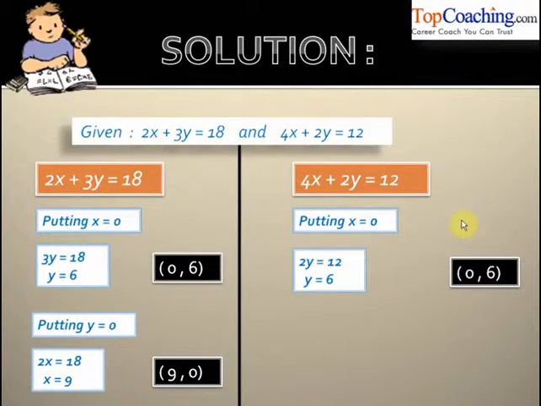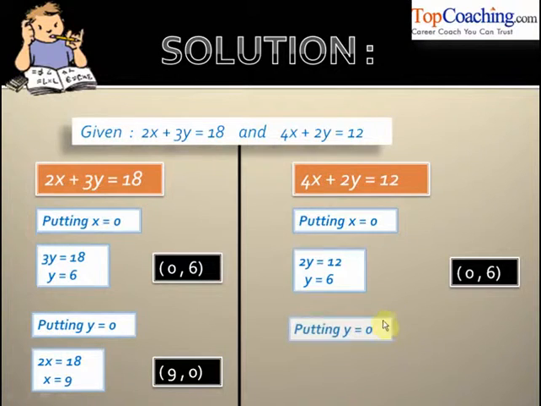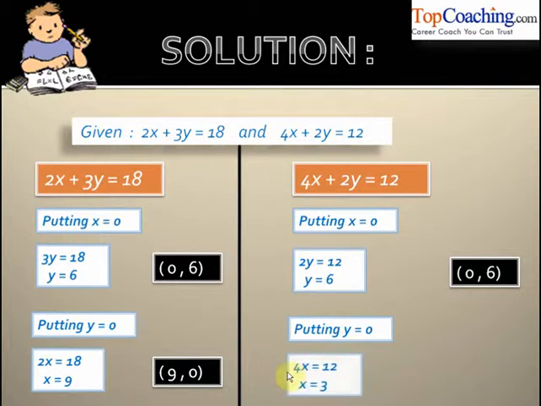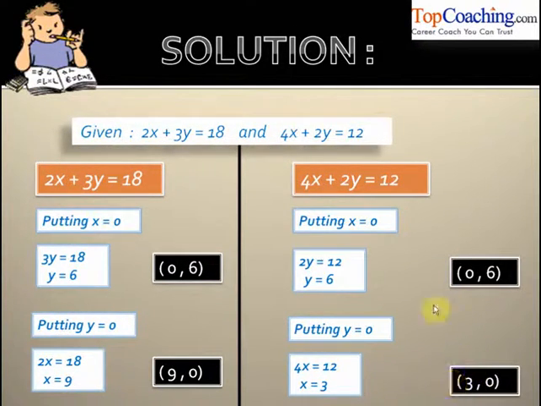And to get a solution of the form a comma 0, we put y equal to 0. So when we put y equal to 0, what we get is 4x equal to 12 or x equal to 3. Thus, what we get is 3 comma 0 as a solution of this equation. Thus 0 comma 6 and 3 comma 0 are the solutions of this equation 4x plus 2y equal to 12. So this is the first part of the problem and we have solved this.